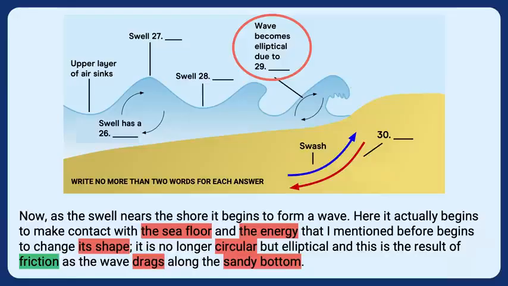Sorry. So, number 29, wave becomes elliptical due to what? The sea floor? Well, no, it can't be that. The energy? It's not quite right. Its shape? No, that's not right either. Circular doesn't work grammatically. Friction is a nice word, but elliptical, and this is the result of friction. Notice how due to and the result of are synonymous phrases there. The answer there is friction. Drags and sandy bottom are incorrect.